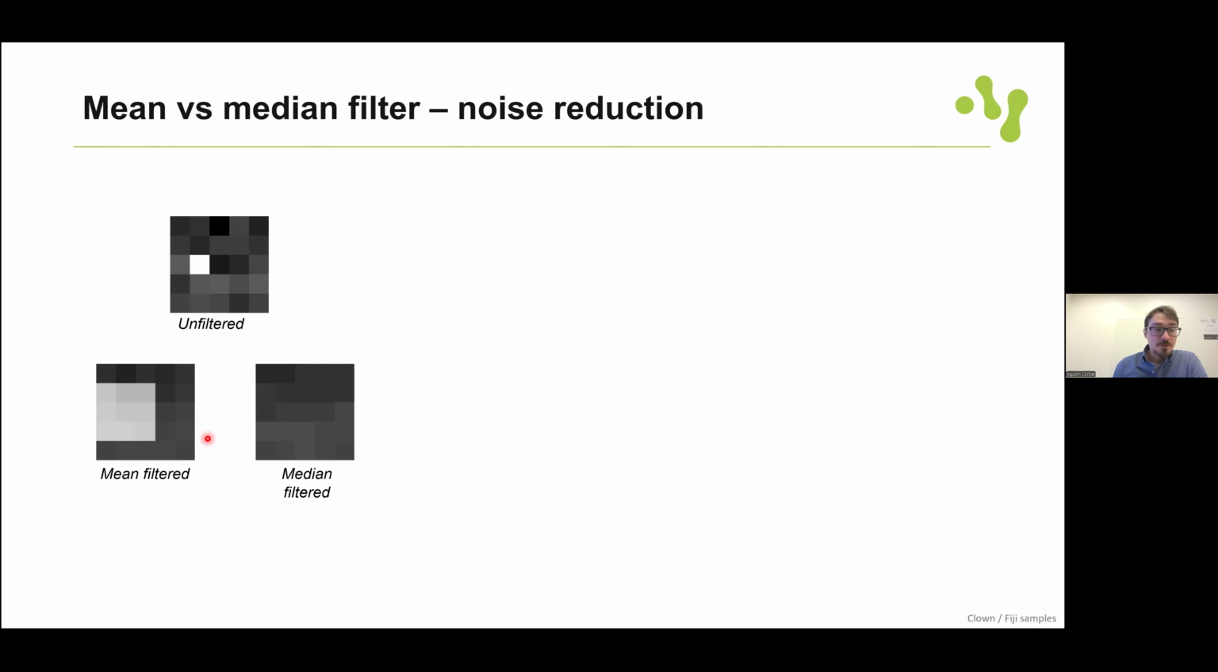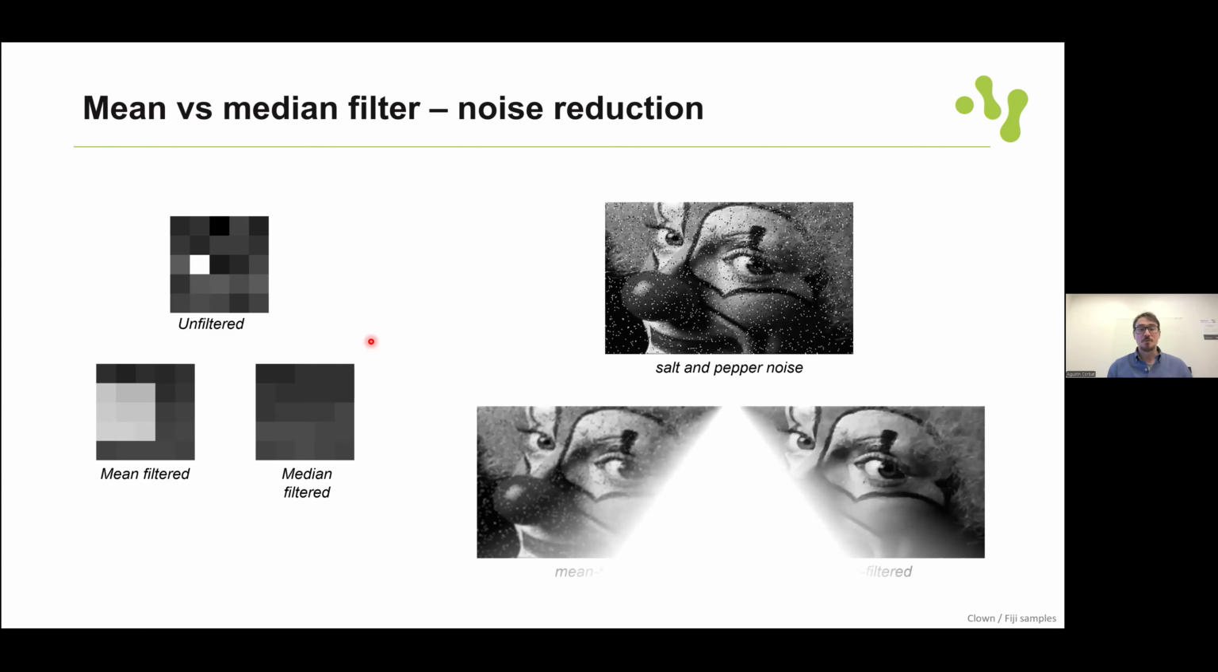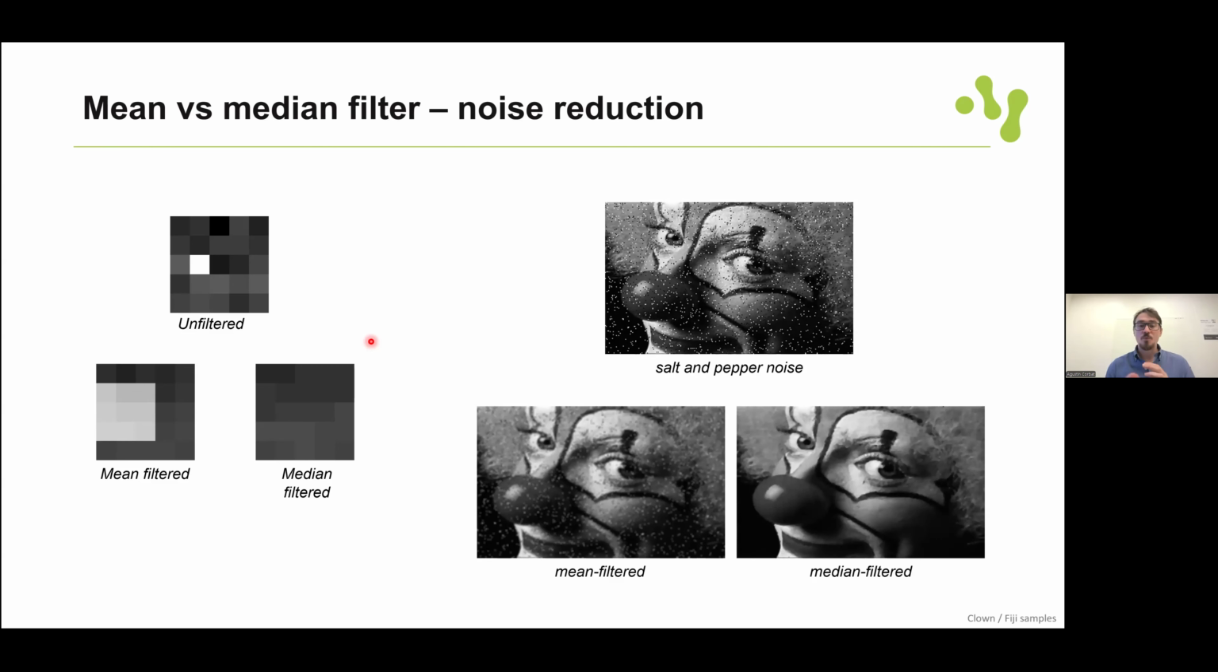And when we do a mean filtering, it's going to spread out that outlier over 9 pixels. But if we were to do a median filter, that very high intensity outlier is going to disappear. So the good thing about median filters is that we get rid of some of these outliers. So if we have this kind of salt and pepper noise, the mean filter will spread that noise even more over the image, but the median filter will actually get rid of it.